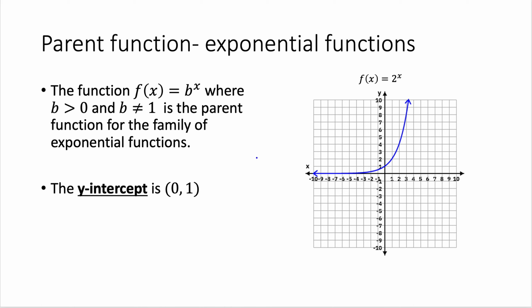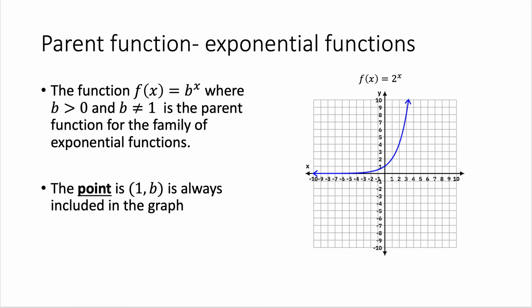The y-intercept will always be at 0, 1. Okay, so it doesn't matter if it's 2 to the x, any value of b that you plug in, you're going to get 0, 1 as the y-intercept. Let's see why that happens. Remember, the y-intercept occurs anywhere x equals 0. So if I go to this function and plug in x equals 0, I get b to the 0. And remember that anything to the 0 power is equal to 1. Okay, so that's how we always get the y-intercept at 0, 1.